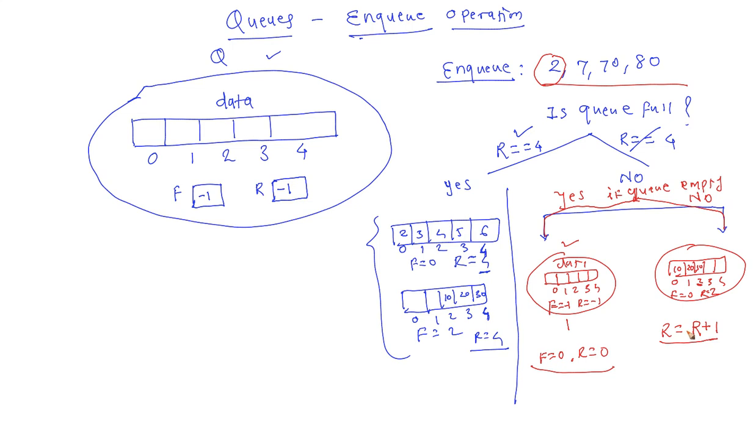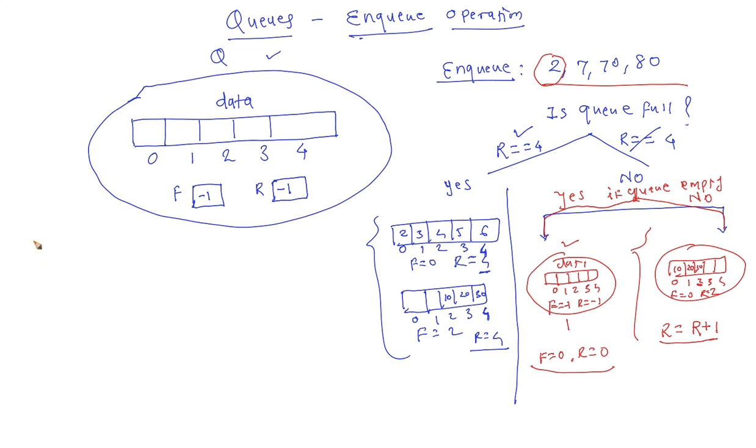In this case, if I increment R, R becomes 3, and I go to this data array at location 3 and insert on location number 3. So the point here is, when I do the enqueue operation, I look only at rear. I'll use rear because, as we saw in the previous video, people enter the queue from the rear end only. Same here.